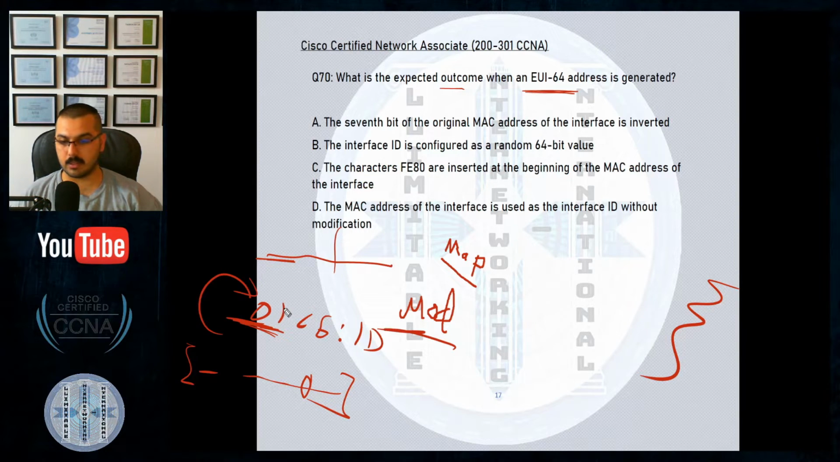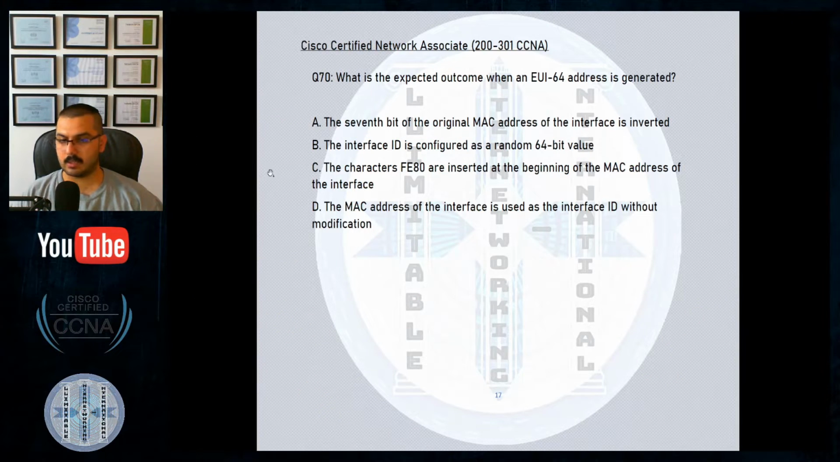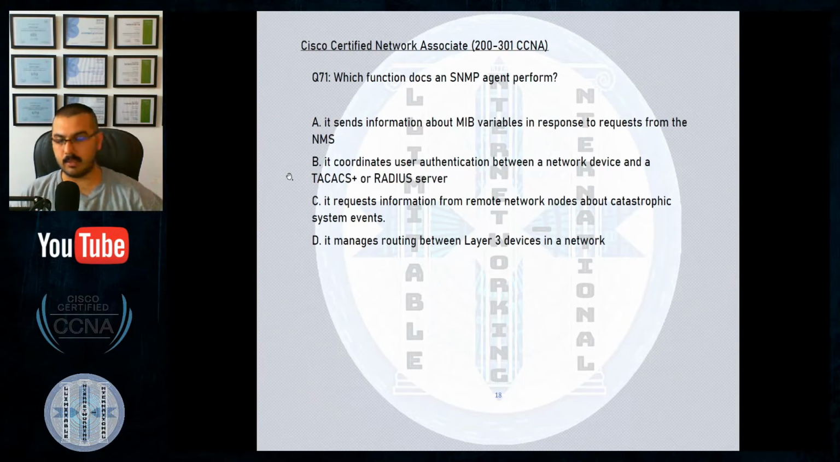It will be maybe 03 or whatever, and then proceed with the method: FE80 double colon, first half, FFFE, the second half, and so on. So the 7th bit of the original MAC address of the interface is inverted. Yes, that is correct. That is the thing I missed saying back in chapter 1, but I placed a note below.